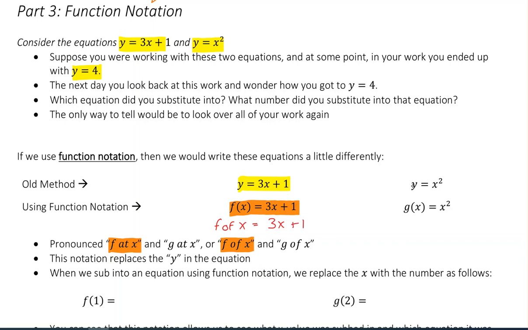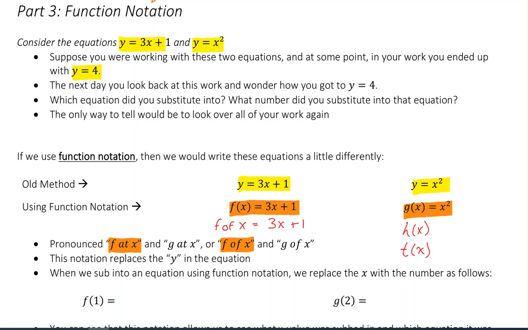Same thing with the quadratic example. It used to be y equals x squared. Now it's going to be g at x, or g of x. Now I've used f and I've used g in these two examples. However, you can use any letter. I could use h of x. I could use t of x.